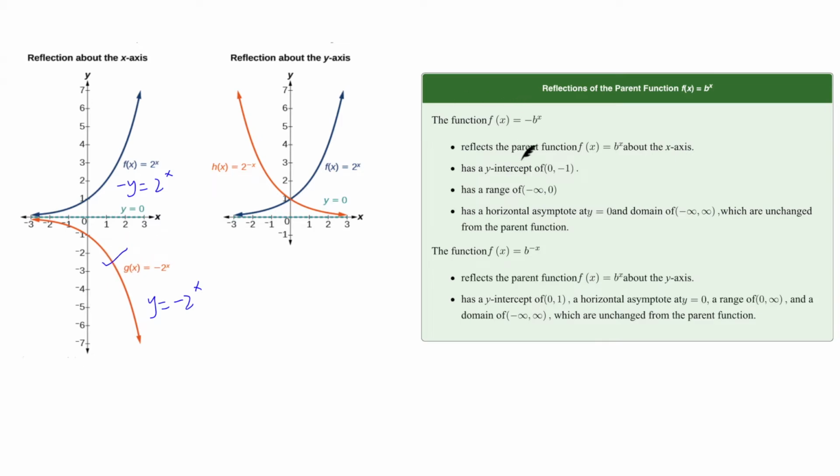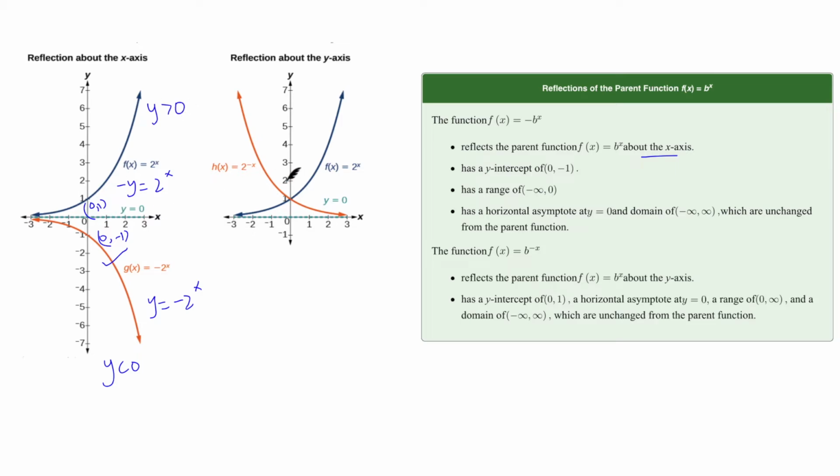So if you look at this graph, it reflects the parent graph about the x-axis. I've already talked about this. It has a y-intercept of (0, -1) now. Because it's a reflection, earlier the y-intercept was (0, 1). Now the y-intercept should be (0, -1). Now the range is y is less than 0. The range of the parent graph was y is greater than 0.